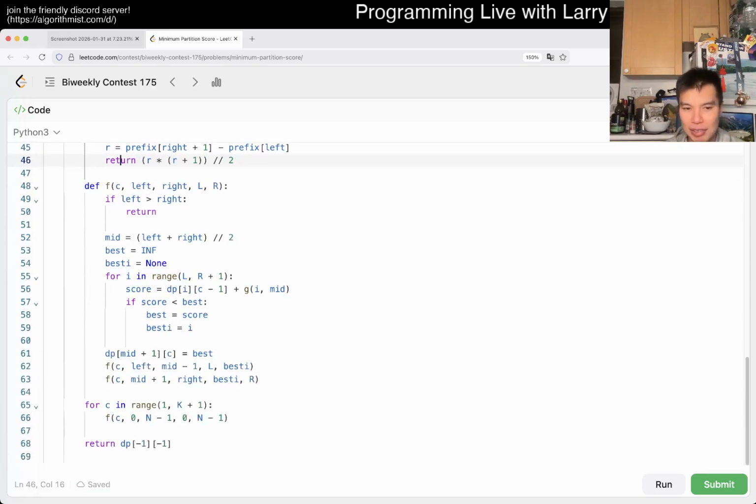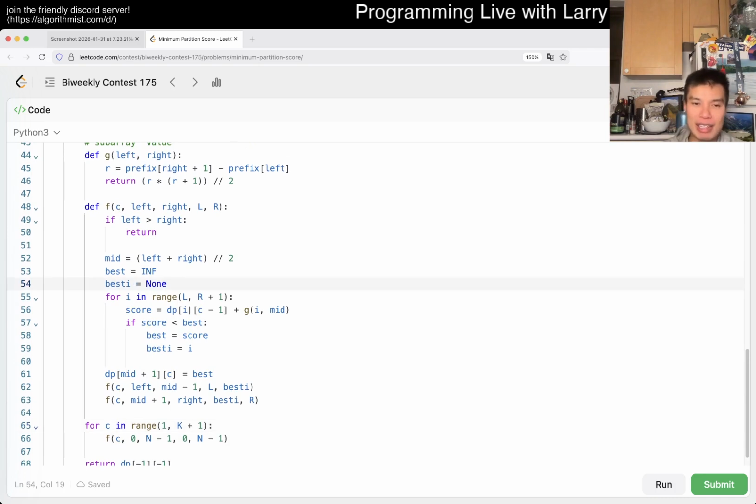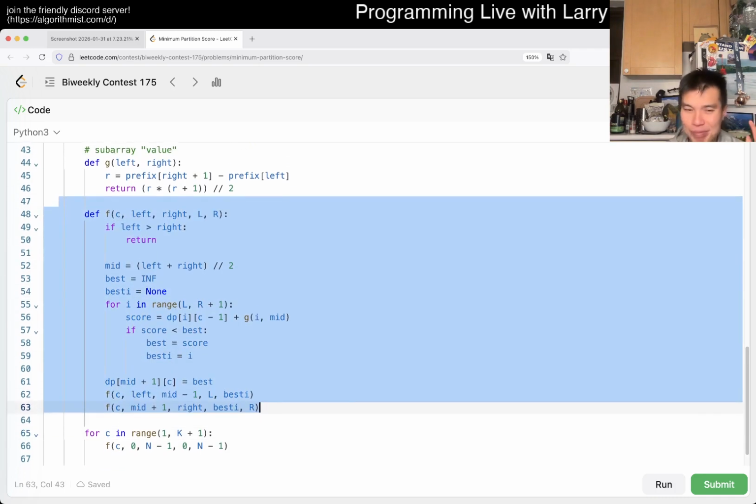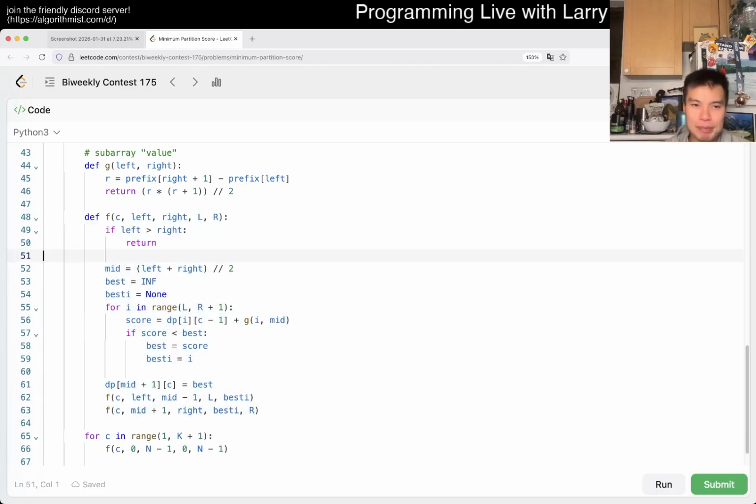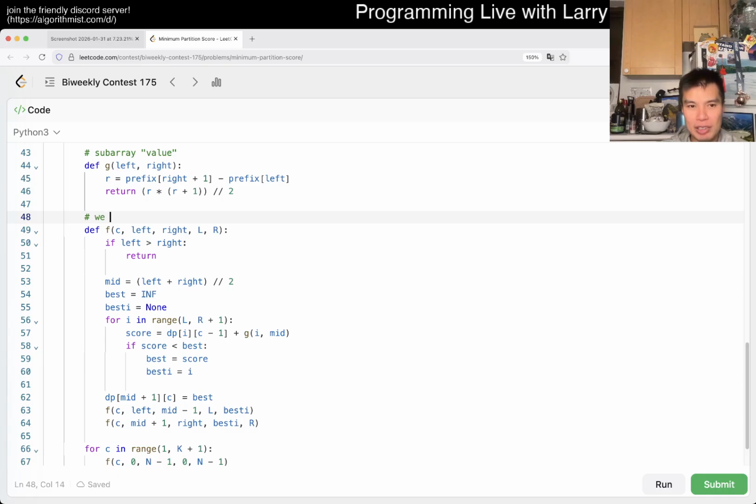But before that, this is just doing it one partition at a time. I use C for partition, because the answer for 5 partitions depends on the answers for the 4 partitions and so forth. And this is the divide and conquer I told you about. Like I said, this is pretty much the template that people use. Basically, we are trying to solve for C partitions.